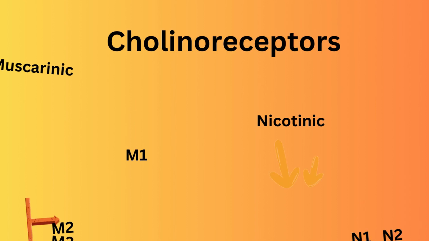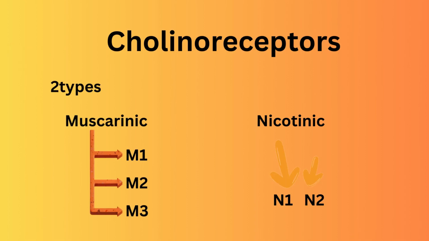Yes, for acetylcholine there are specific receptors known as cholinoreceptors. Depending on the location, function, nature, and type of receptors, cholinoreceptors are classified into muscarinic and nicotinic receptors. Muscarinic receptors are again divided into M1, M2, and M3 receptors, and nicotinic receptors into N1 and N2 receptors.